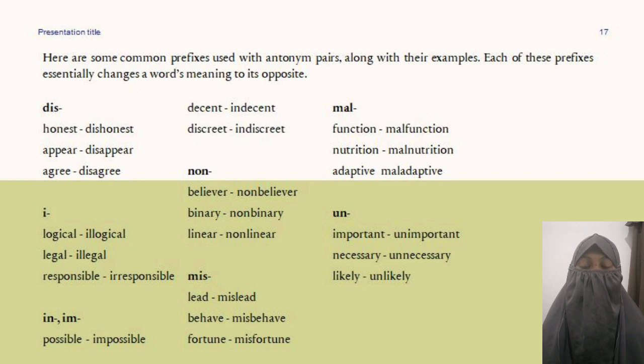Next is mal. The word function to malfunction, nutrition to malnutrition, and adaptive to maladaptive. And the last is un. The word important to unimportant, necessary to unnecessary, and likely to unlikely.